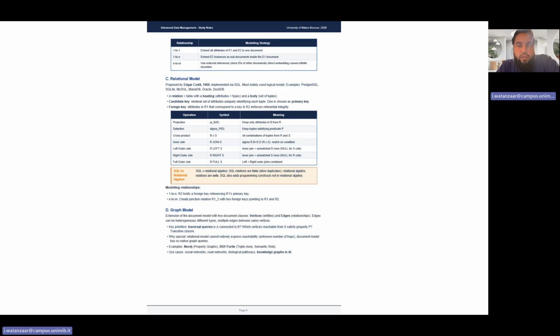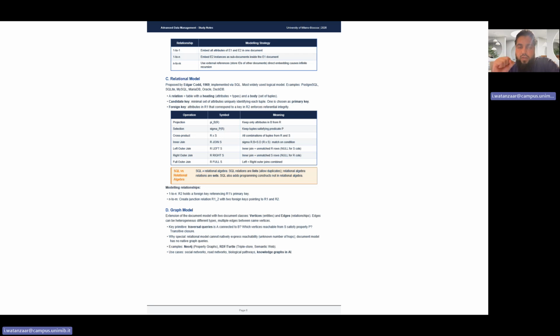Now relationships are one-to-one, one-to-many, many-to-many, the same. But here, what is the difference? Here we are introducing a new concept called embedding. The modeling strategy for one-to-one is to embed all attributes of entity one and entity two in one document. But in an entity relationship diagram, there were two different entities. So now here we are embedding, I mean, getting together the two entities' information in a single document.